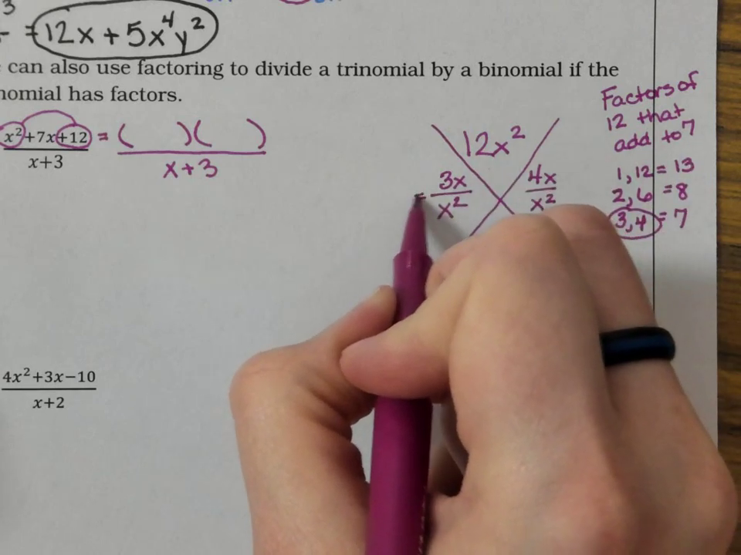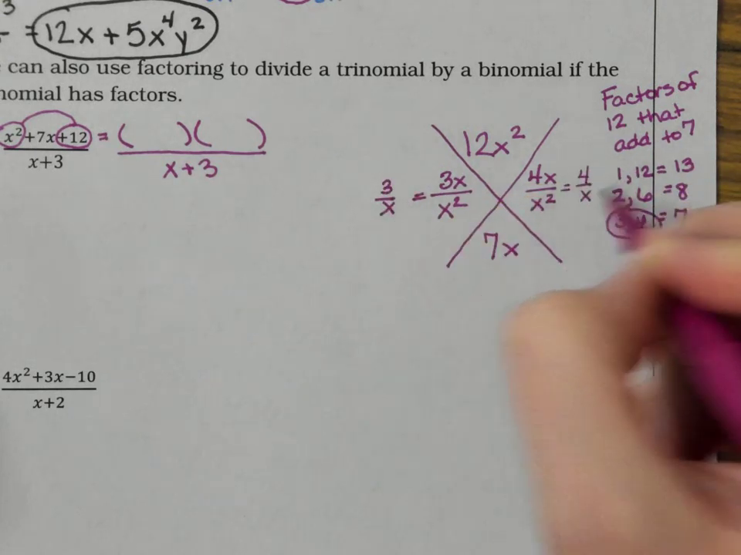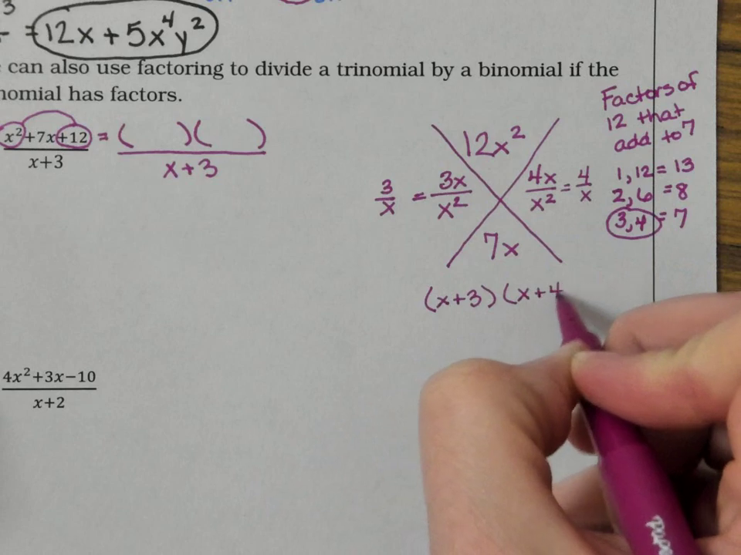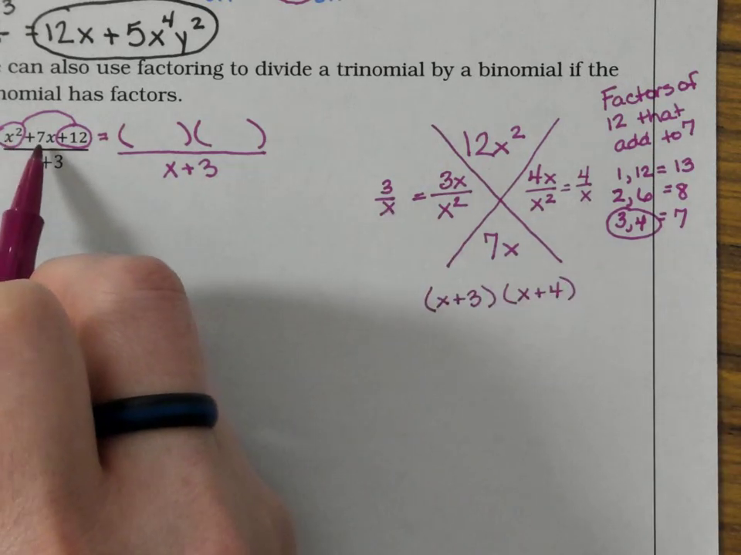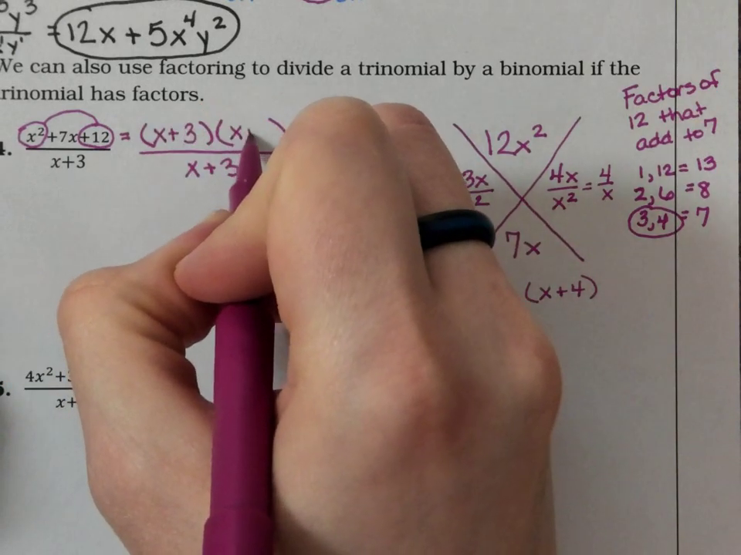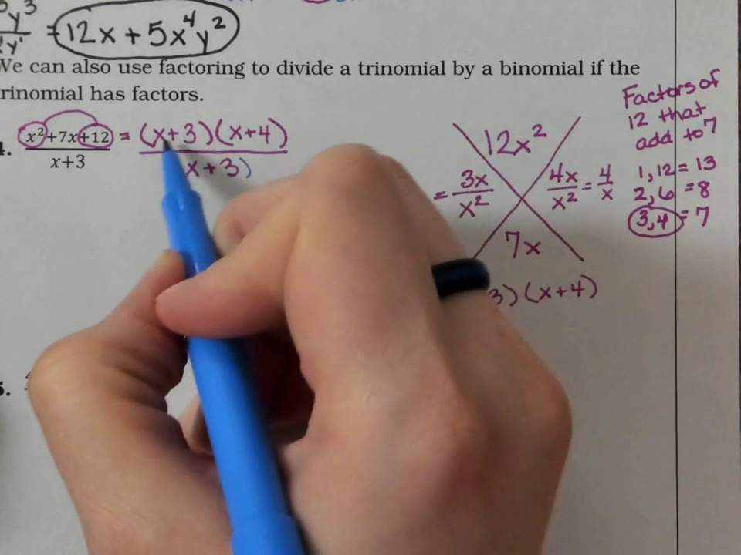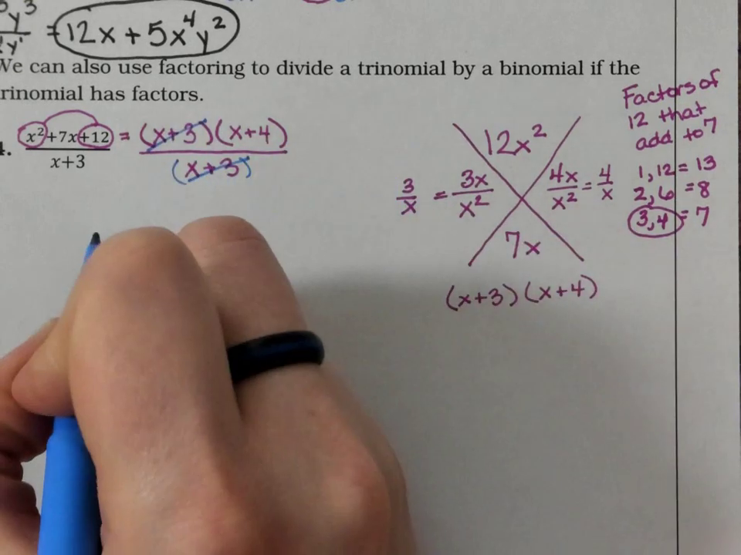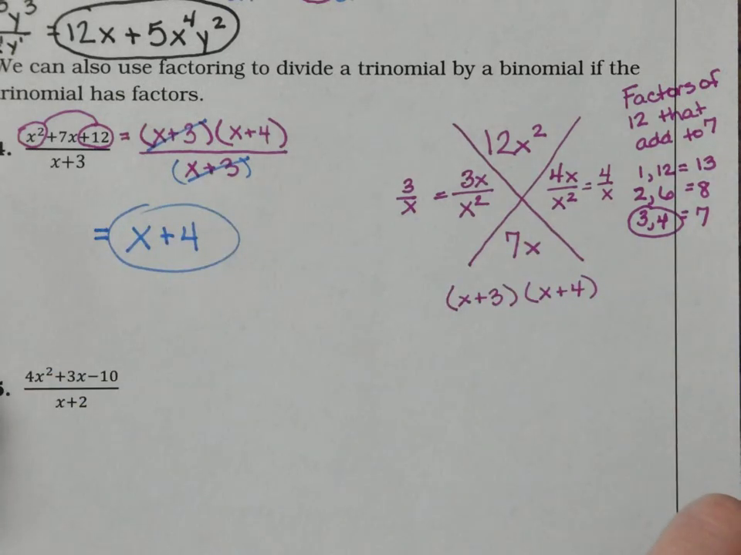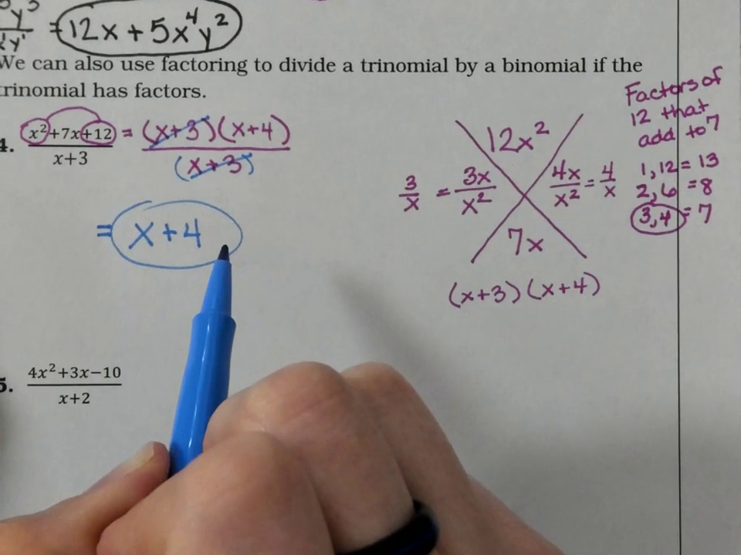And so I simplify and I get 3 over x. Over here I get 4 over x, and then remember we move the bottom to the front. So this x squared plus 7x plus 12 turns into x plus 3 and x plus 4. And then when I divide, I find what's the same. So the same here, that becomes 1. So my final answer is x plus 4. So it's factoring the top and dividing away the factor that's the same.